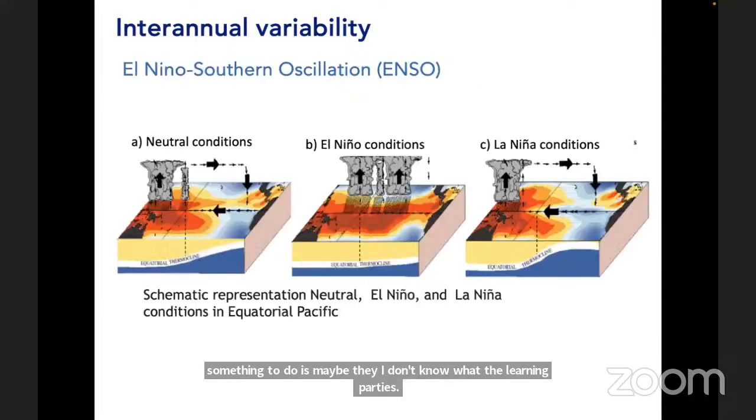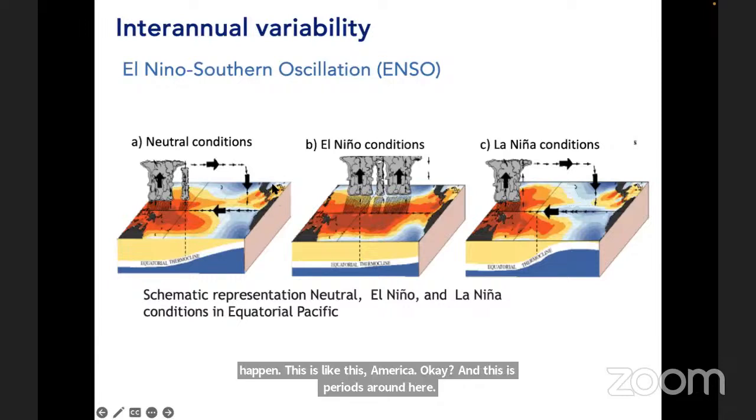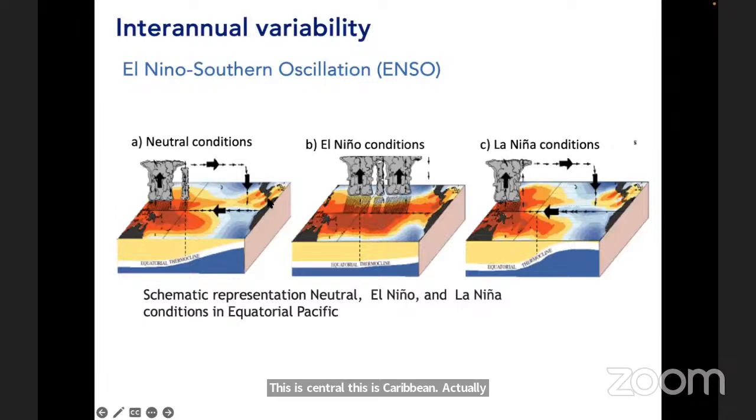So these are those phenomena. So if you see this, what normally happens, this is South America, okay? And Peru is around here. This is Central America, this is actually the Caribbean. And this is the Pacific Ocean, all the way from what we call the Eastern Pacific, and this is called the Western Pacific. Africa is somewhere here. I think this must be Australia. South Africa must be somewhere.